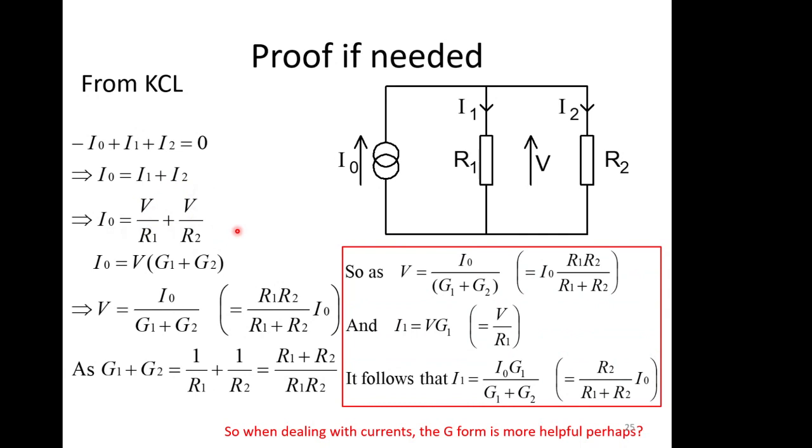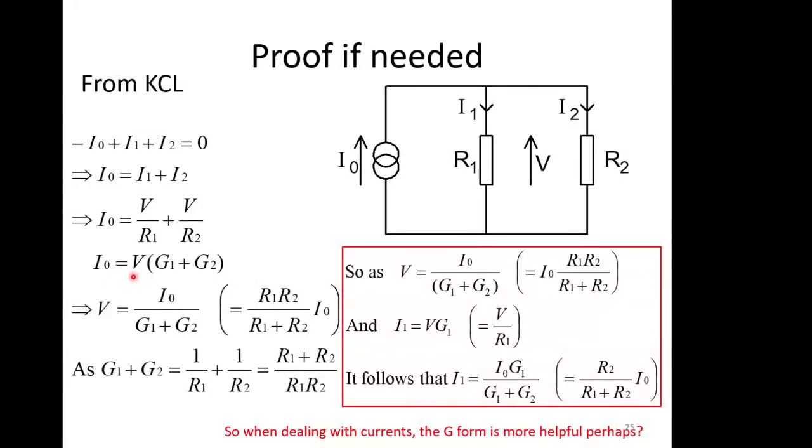An alternative way of writing this, sometimes because you're lazy and you don't want to write fractions, is to say that I0 equals V times G1 plus G2, where G1 is 1 over R1 and G2 is 1 over R2. So this is the conductance rather than the resistance. It's exactly the same, it's just defined slightly differently. So I0 equals V G1 plus V G2.